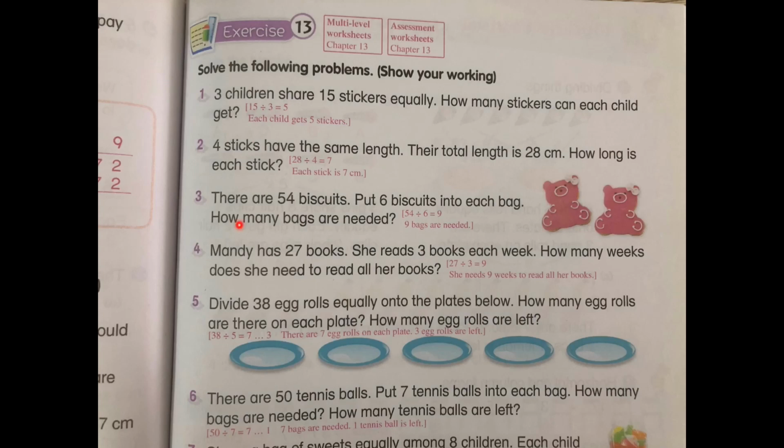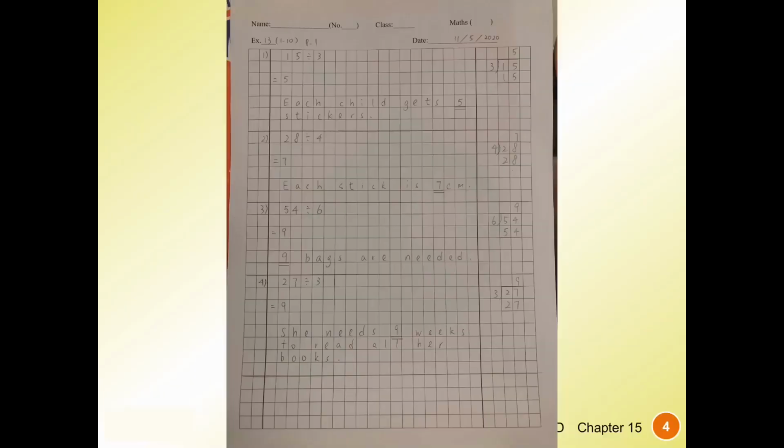Question number 3. There are 54 biscuits. Put 6 biscuits into each bag. So the total number of items is 54, and each group has 6 items, and we want to find out the number of bags or the number of groups. So for question number 3, 54 divided by 6, and 6 times 9 exactly equals 54. So 9 bags are needed.